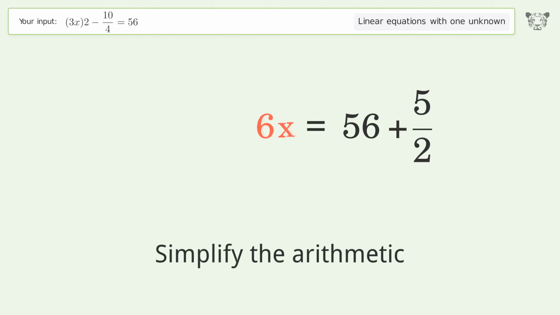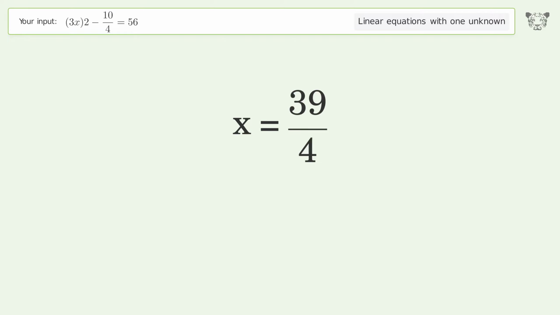Isolate the x. Divide both sides by 6. Simplify the fraction. Simplify the arithmetic. And so the final result is x equals 39/4.